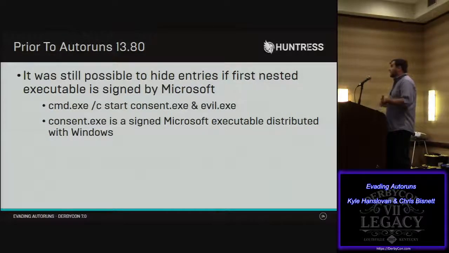So it was still possible to hide things, even with this, right? We could use our chaining method, and we could use command.exe /c and point it to some signed Microsoft executable. In this case, I used consent.exe, a signed Microsoft executable that comes with Windows, and Autoruns would display, oh yeah, we're running consent.exe, that's signed by Microsoft, so if we're hiding Microsoft binaries, let's just not display that one at all.